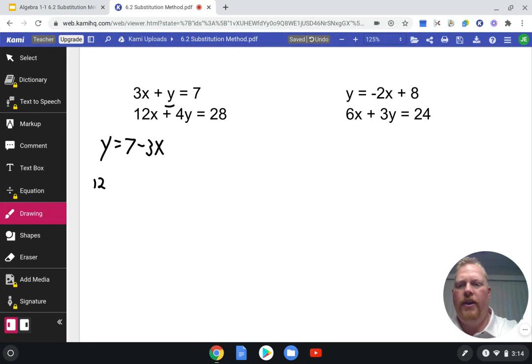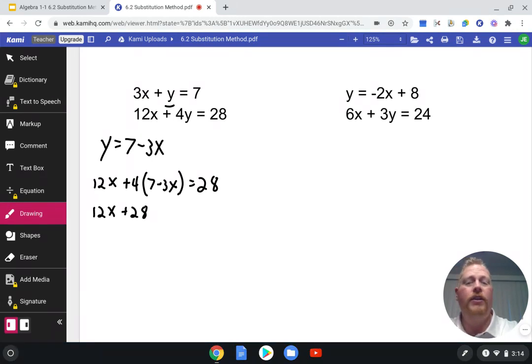So I get 12x plus 4 times y. So y is the same as 7 minus 3x equals 28. Let's distribute. So 12x, and then 4 times 7 is 28, and 4 times negative 3x is negative 12x equals 28. After we distribute, we collect like terms. So I've got a positive 12x and a negative 12x. Well, a positive 12x and a negative 12x cancel each other out.